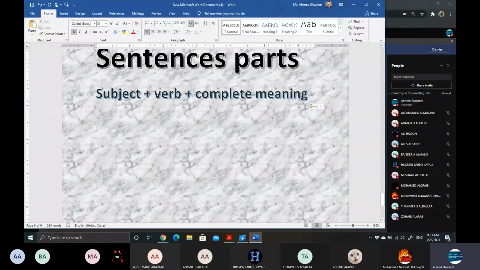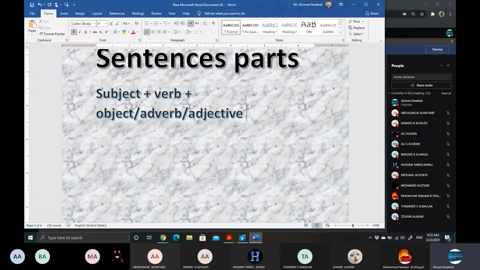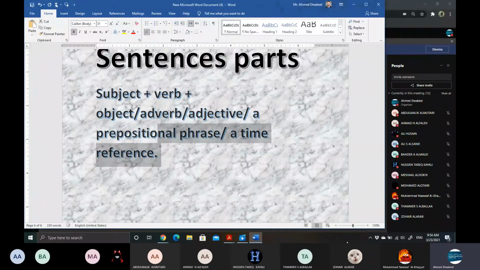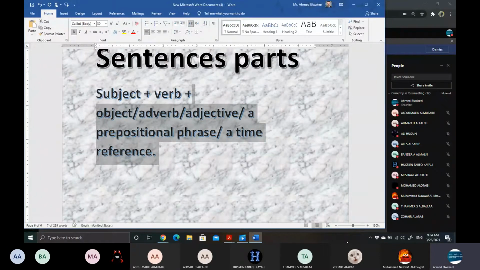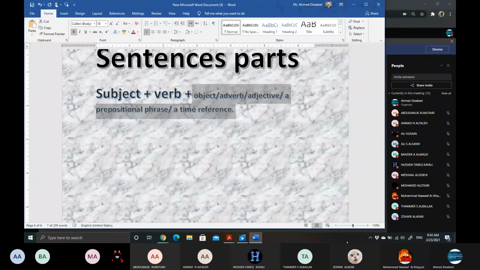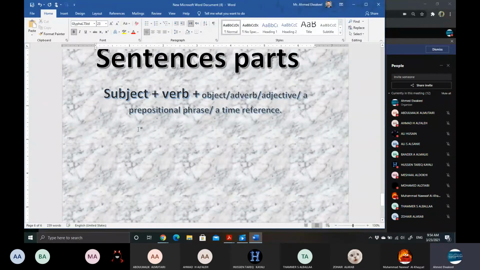The sentence consists of a subject, a verb, and the complete meaning. This complete meaning can have an object, an adverb, an adjective, a prepositional phrase, a time reference, right? All of that can be included to give you the complete meaning of the sentence. Usually we start our sentence using the subject, then the verb, and later we can bring one of these or even some of them together.